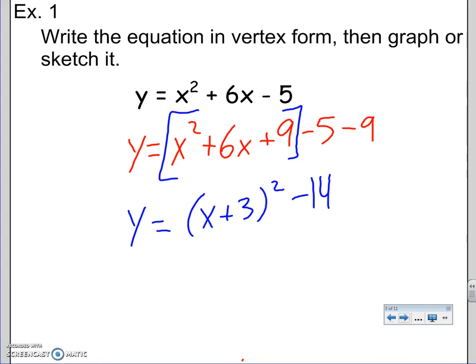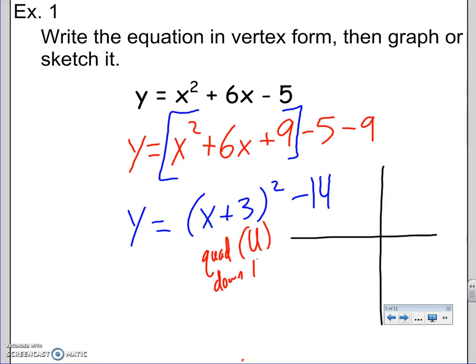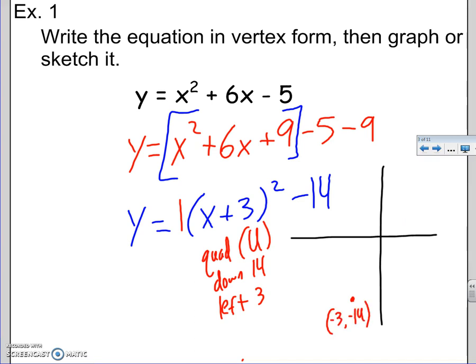So when I graph my picture, I know I'm making a parabola, it's a U. That minus 14 means down 14. So here's the quadratic. It's the U shape. The minus 14 means down 14. That plus 3 actually means left 3. It's not taller or wider because there's a 1 in front. So here's the invisible 1, and it's not flipped. So I'm going to go down 14, left 3. So this is negative 3, negative 14. Now I'm going to draw a regular U. That's the answer.